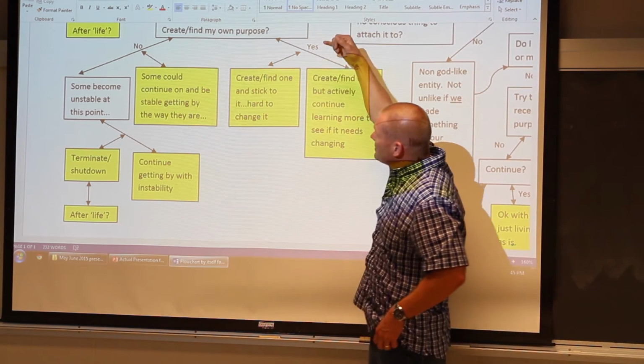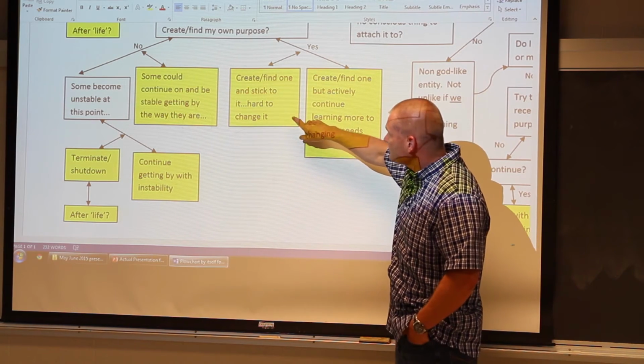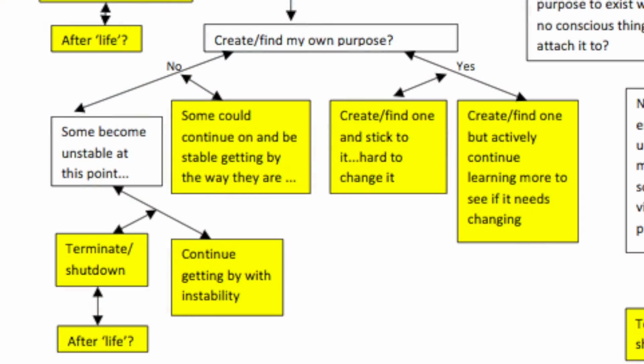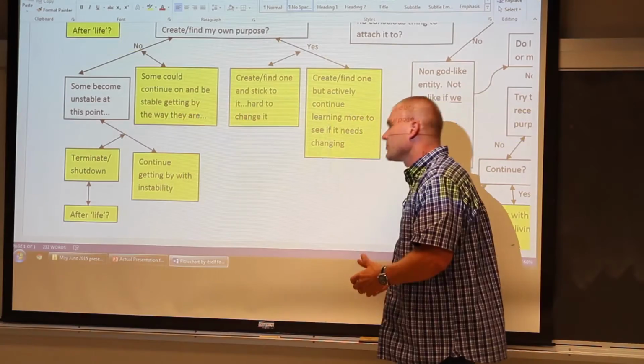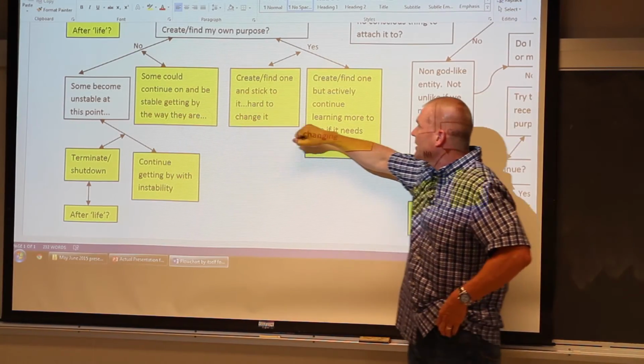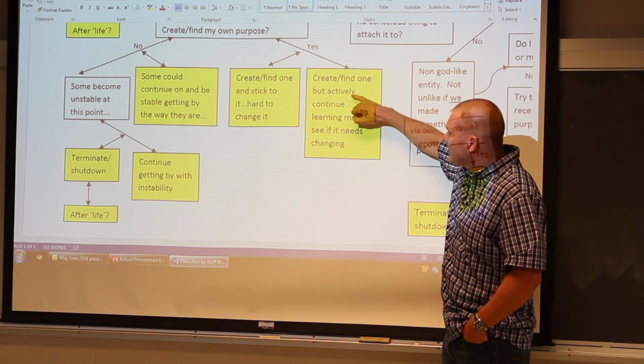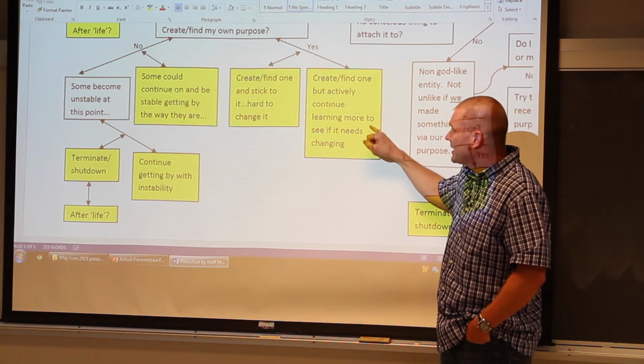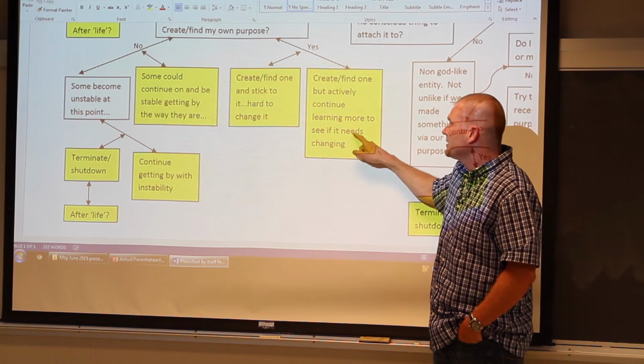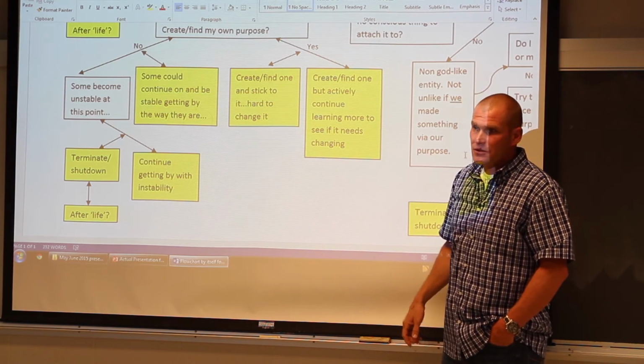If you say, yes, I want to create my own purpose, well then obviously there's two extremes, so to speak, that I've looked at. There could be more. Create one and stick to it, which means you create a purpose and you stick to it as if it is truth. So it's not really going to change too much. On the other extreme, you could say, I've come up with a purpose and I'm going to actively continue learning as much as I can. And really, the point is, it's subject to change.